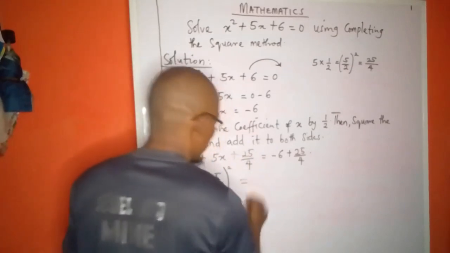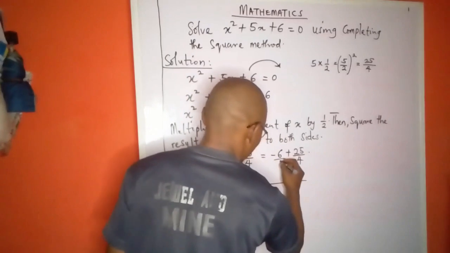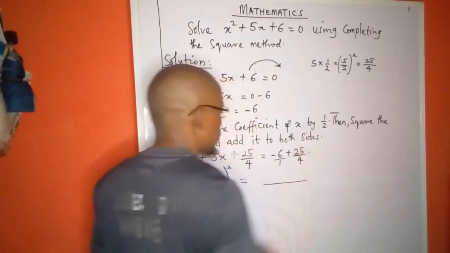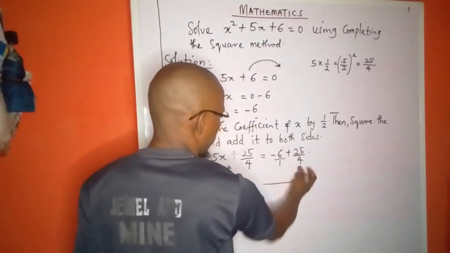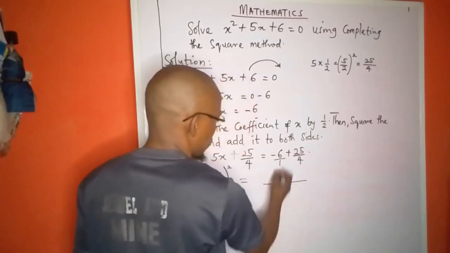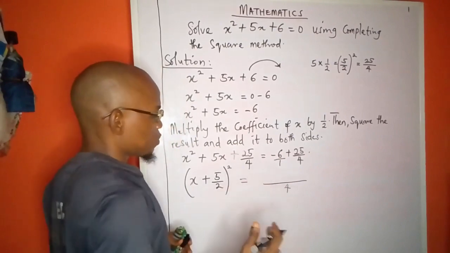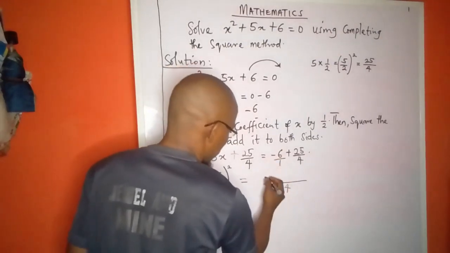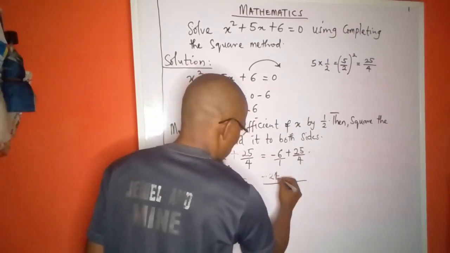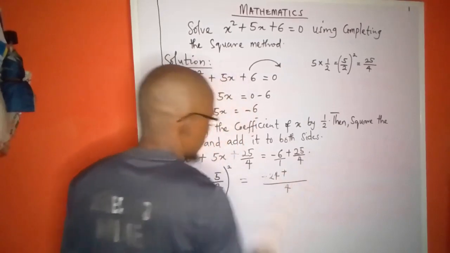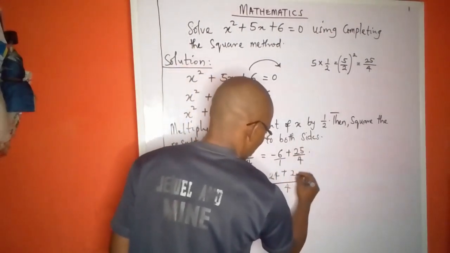Then it will now be equal to, so here we have what we call LCM. That's lowest common multiple. We do it here. The lowest common multiple of 1 and 4 is 4. So how many times we are going to find 1 in 4 is 4 times. So 4 times minus 6 will give us minus 24. Then plus, how many times will we find 4 in 4? That's 1. Then 1 times 25 will give us 25.